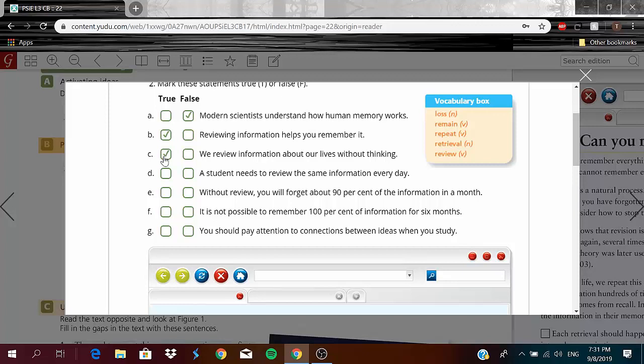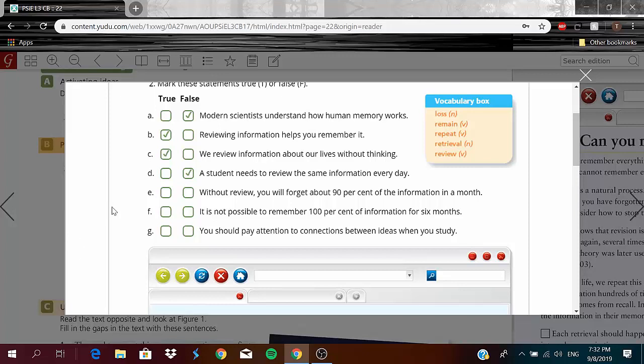Okay? So now we have D. A student needs to review the same information every day. What do you guys think? I say false. Why? Because each retrieval should happen at a longer interval or gap in time. And that's according to the idea of spaced repetition.